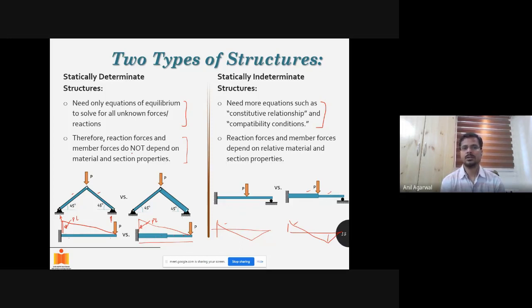So in determinate systems, the internal forces and reaction forces do not depend on material and section properties, but in indeterminate systems, they depend on relative properties. So if this section is stiffer than this section, then whatever force you are applying, a major portion of that force will be transferred to this side rather than to this side. Any questions from this part?